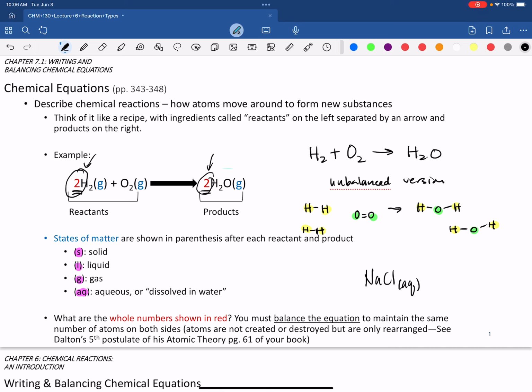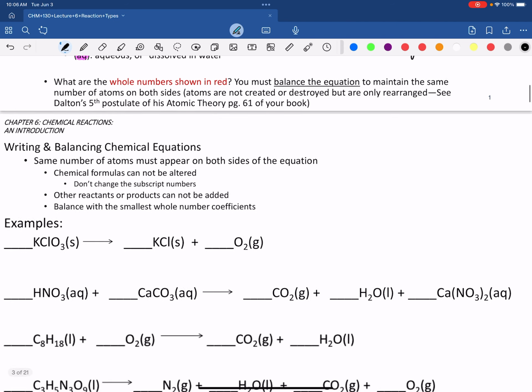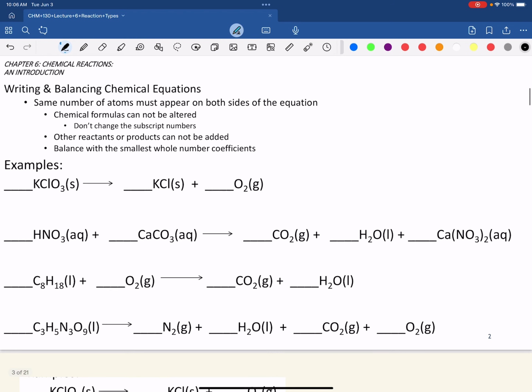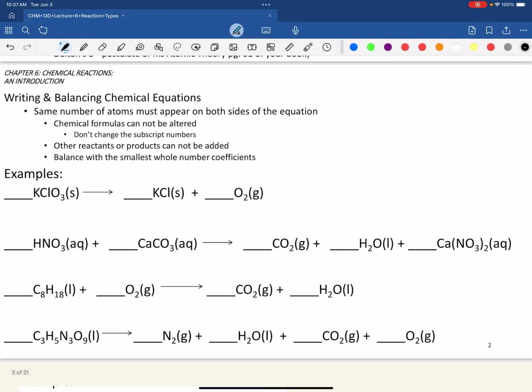All right. So now that we understand why we are trying to balance equations, let's actually balance some equations. Now, if you've done balancing equations before and you feel like you have a good handle on it, you can pause the video and write down these equations on a clean sheet of paper and try and balance them and see how you do.